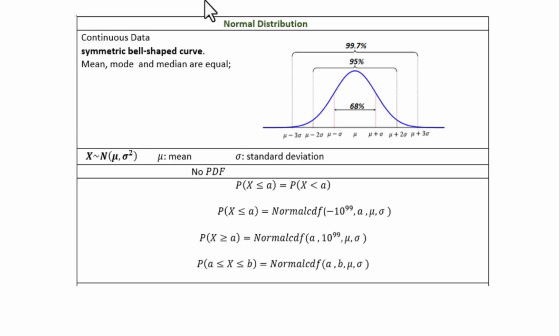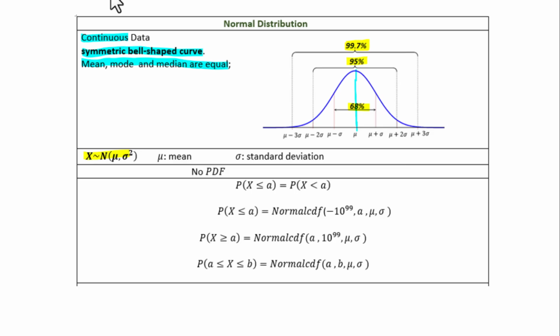Let's talk about normal distribution. The data is continuous. It has a symmetric bell-shaped curve, like this diagram. Mean, mode, and median are equal in the center. And also try to remember these three numbers.